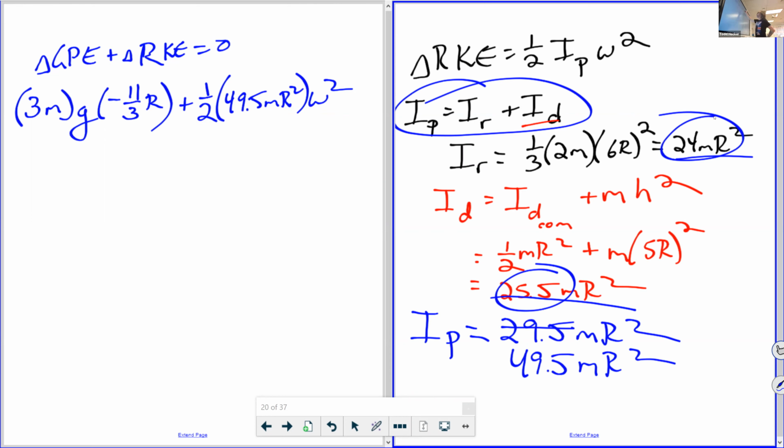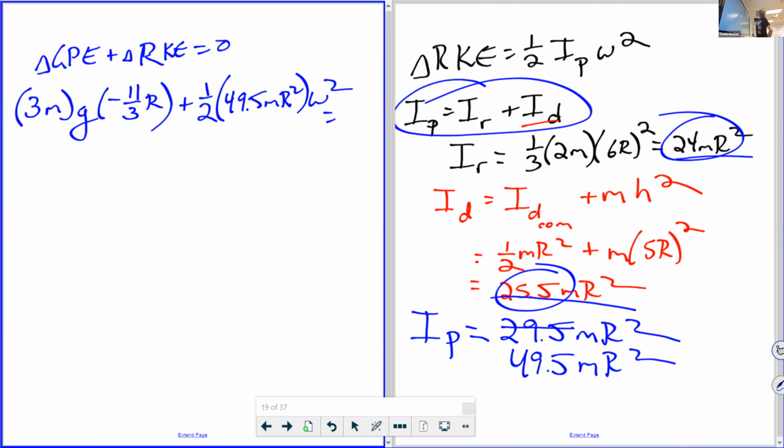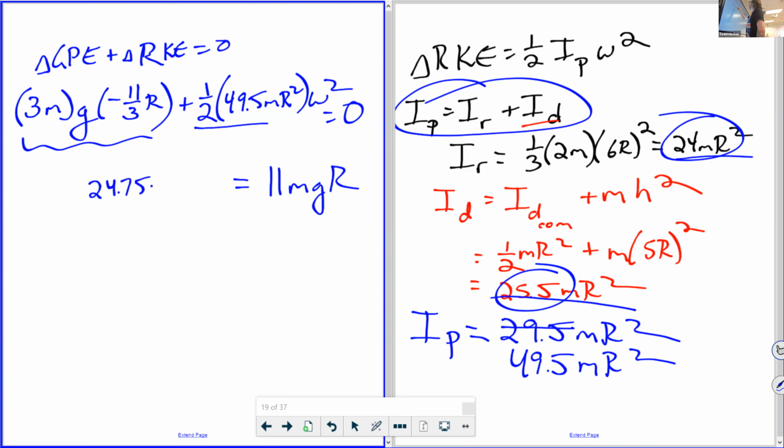Okay. And then this all has to add up to 0. So let's see. I'm going to take this mess and add it to the other side to make it positive, and I can cancel some stuff. So this looks to me like I'm going to get 11 mgr on the right side of the equation when I add it to both sides. And then on the other side, I get half of 49.5, which I believe is 24.75 mr squared omega squared.